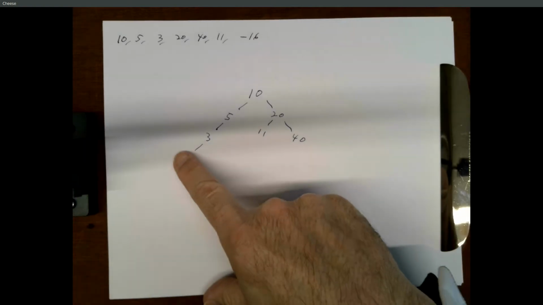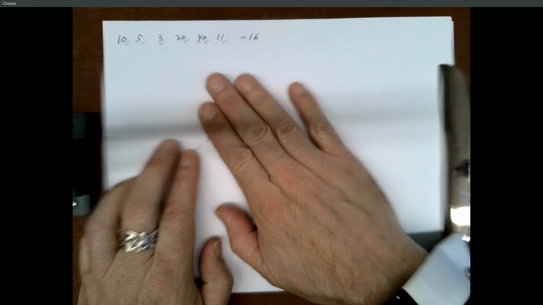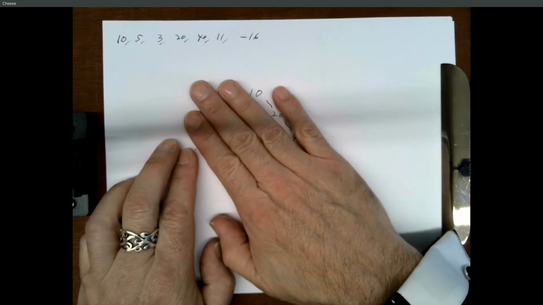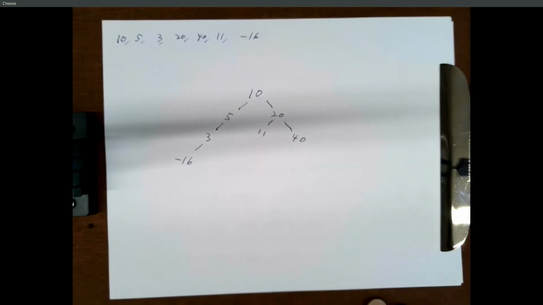Because when we inserted that negative 16, it would basically say, okay, insert a 16 into this tree, which says insert a 16 into this tree, which says insert a 16 into an empty tree. Makes a 16, makes it the left child of that last node.